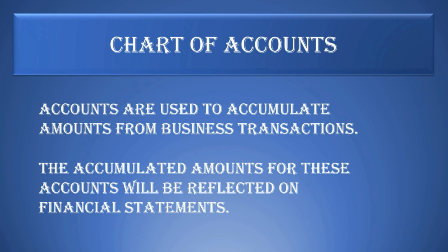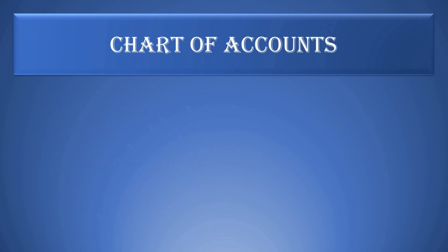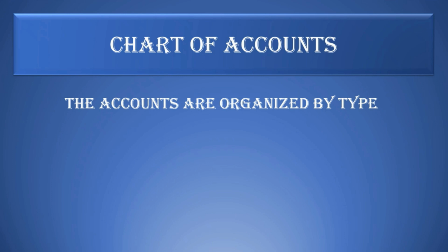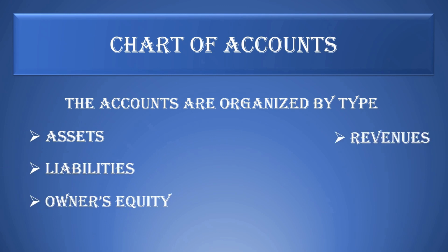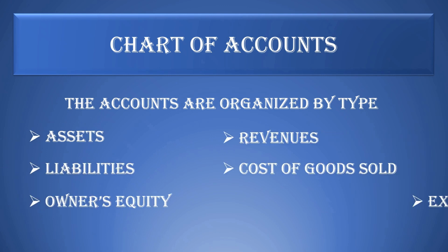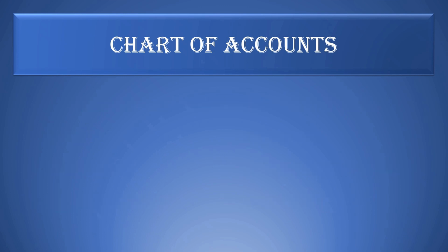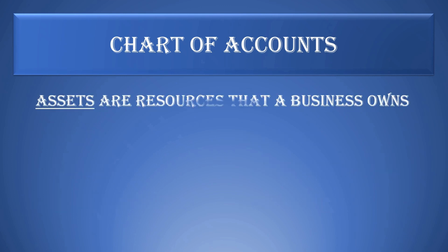All of this will become more clear when we go through actual examples and illustrate the process later in the video. It's important to note that the accounts on the chart of accounts are organized by type. It is critical to get to know and understand these types. The types are assets, liabilities, owner's equity, revenues, cost of goods sold, and expenses. Let's provide an explanation on each account type.